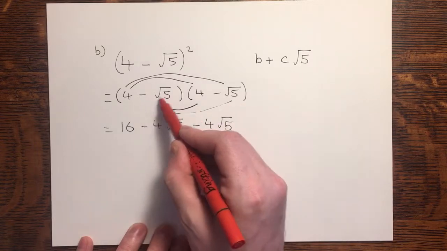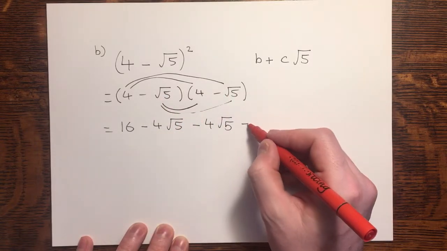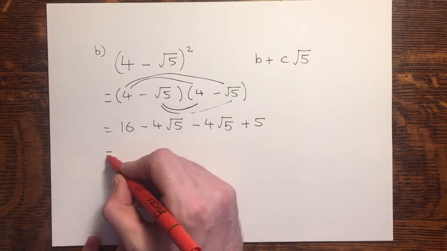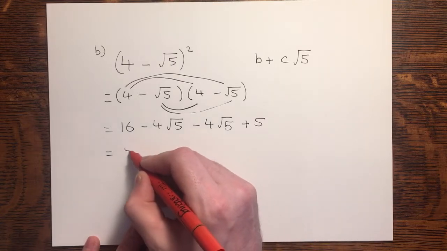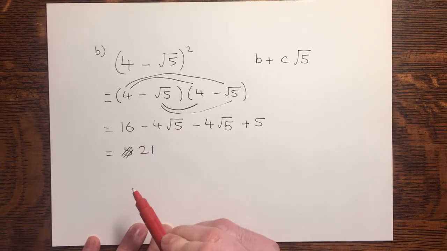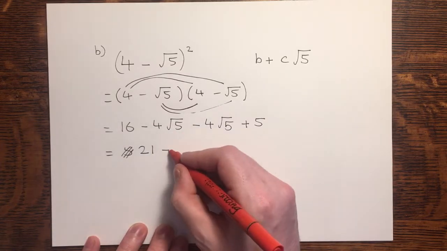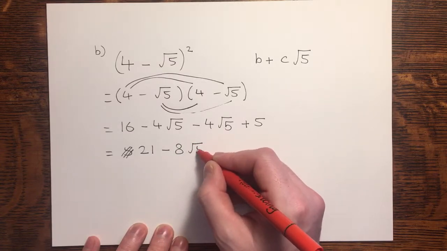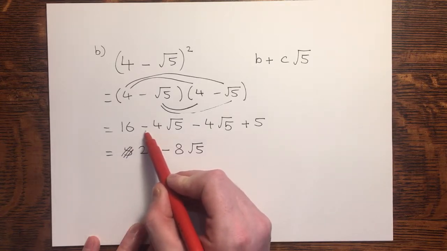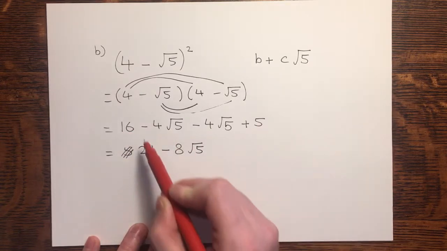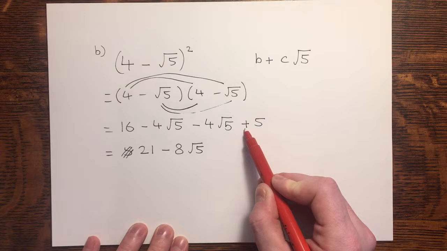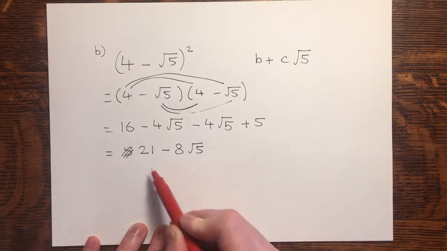Finishing off, minus root 5 times minus root 5 is plus 5. Simplifying, 16 plus 5, 21. Minus 4 root 5s, take away another 4 root 5s, is minus 8 root 5s. An error that I have seen is 16 and then there's a subtract, so people do 16 subtract 5. That subtraction applies to the 4 root 5 here. The 5 is positive and being added on, so it's 16 add 5, 21.